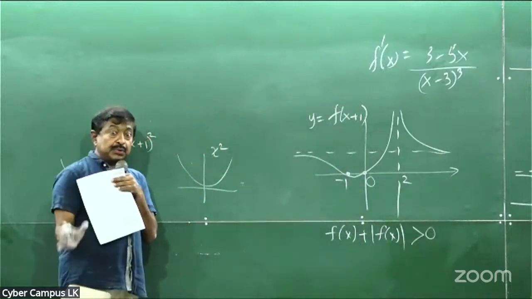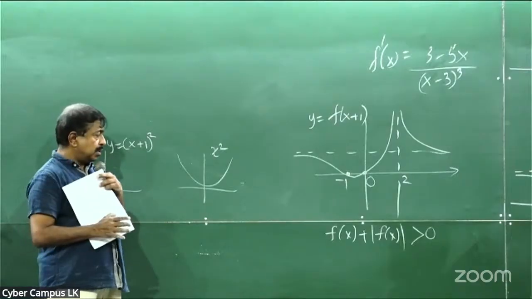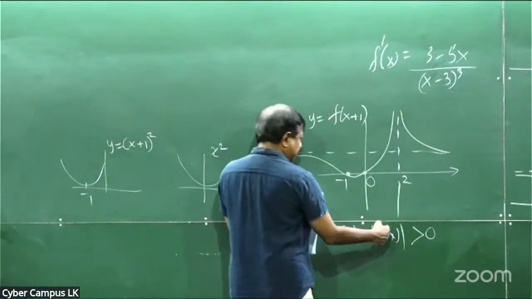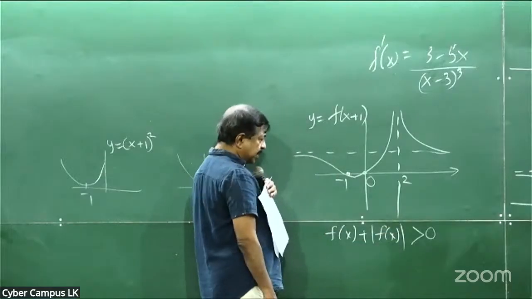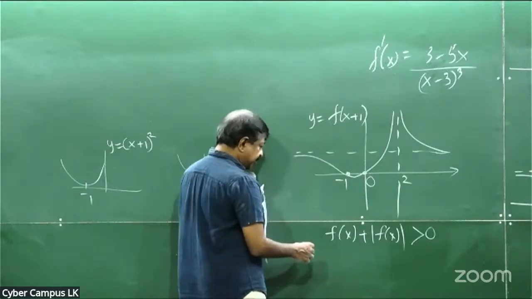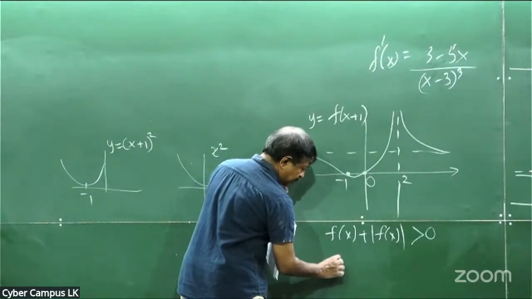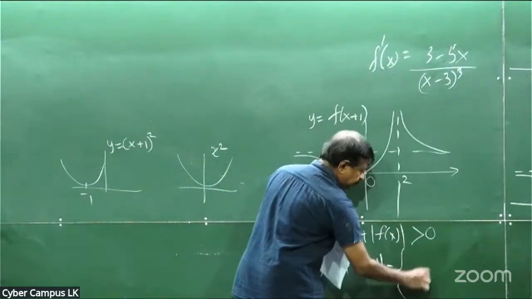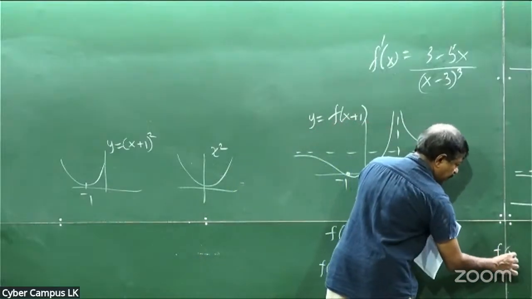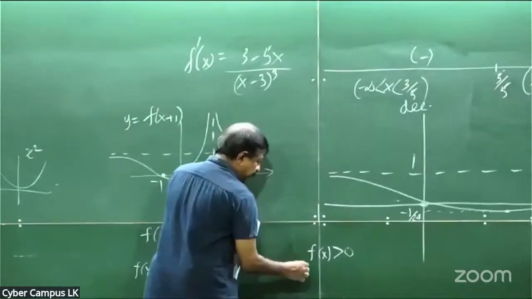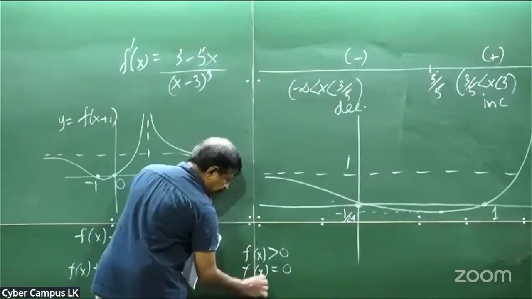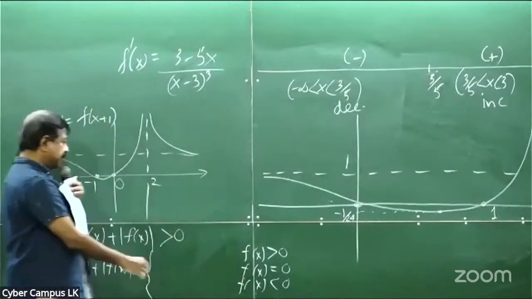Now we don't know what to do with that. We have a little doubt because we have this. Now there are 3 cases. We can consider 3 cases: when f(x) is greater than 0, when f(x) is equal to 0, when f(x) is less than 0.